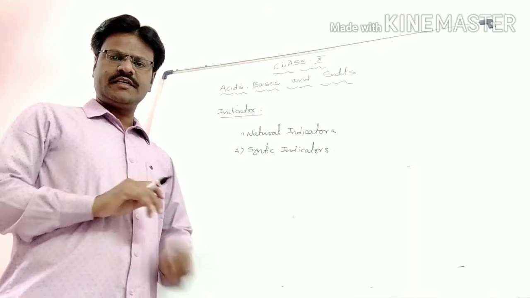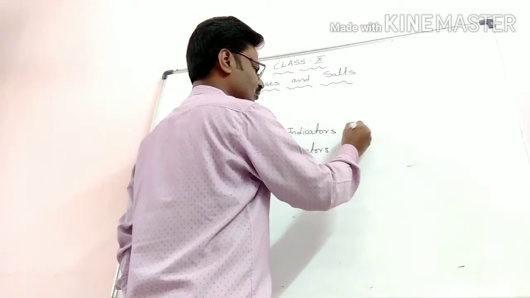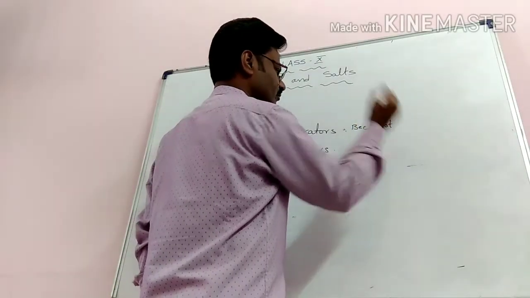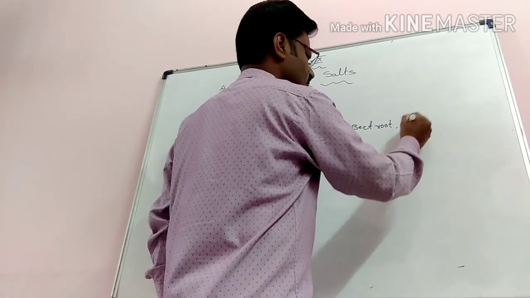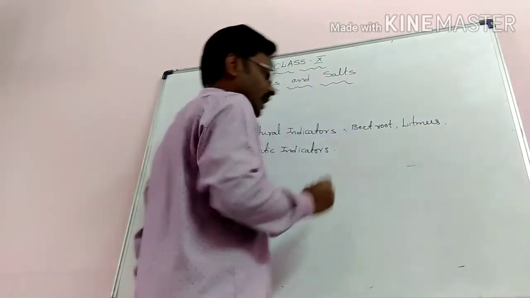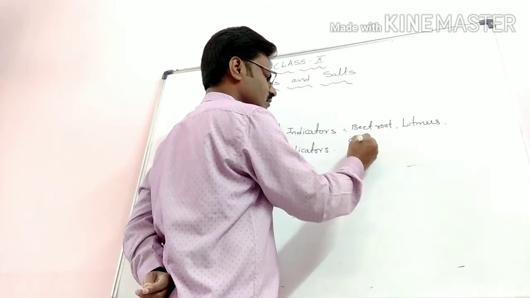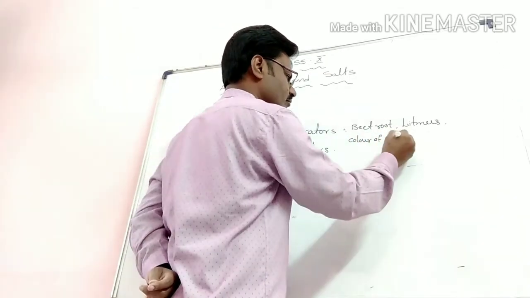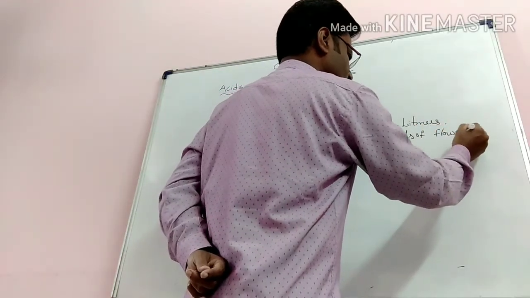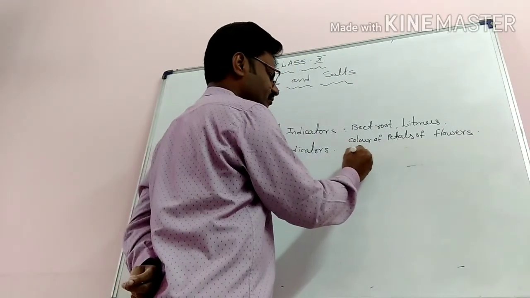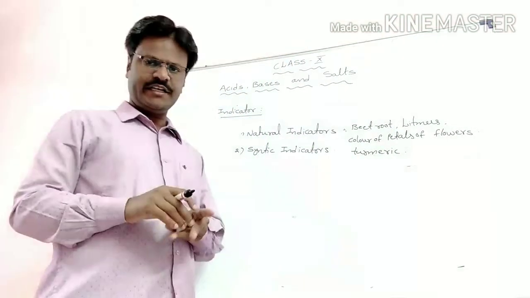Natural indicators are available naturally. Examples: beetroot, the solution of beetroot, litmus, and the different colors of petals of flowers, petals of different flowers, and turmeric. So these are some examples of natural indicators.